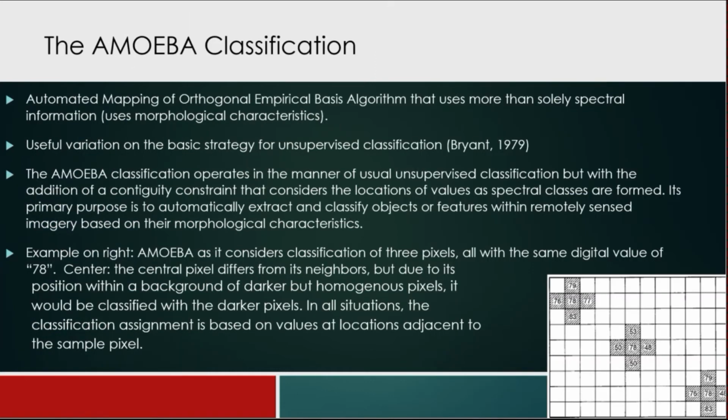I'm actually going to go back a slide because I realized I didn't really talk about this lower right example. Amoeba, as it considers classification of 3 pixels, does exactly this. It looks at the center pixel, which differs from its neighbors, but due to its position within a background of darker but homogeneous pixels, it would be classified with the darker pixels. So in all situations, the classification assignment is based on values at locations adjacent to the sample pixel. It's using the location of these pixels and how close they are to other pixel values. So it's using more than just the distinct number of each pixel. It's actually using how it changes and where.